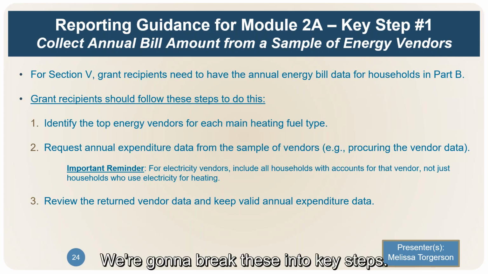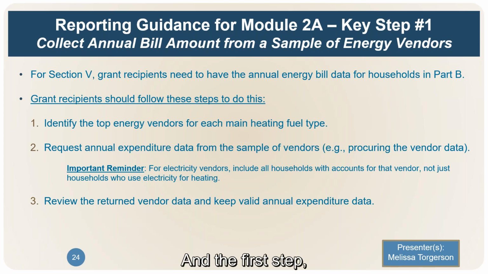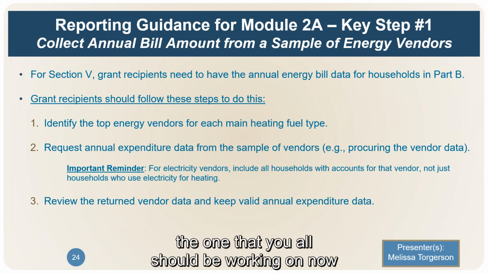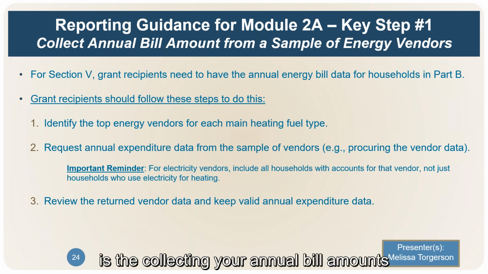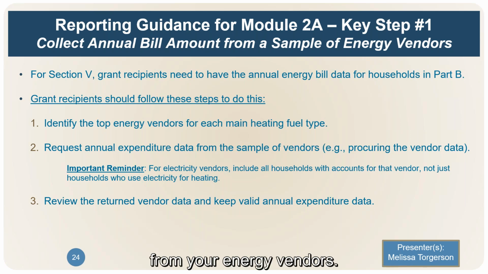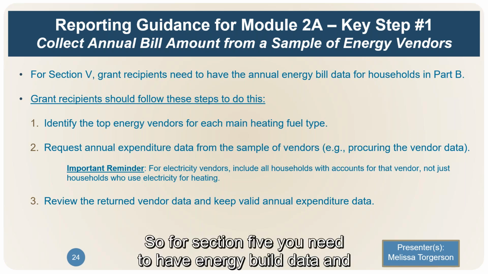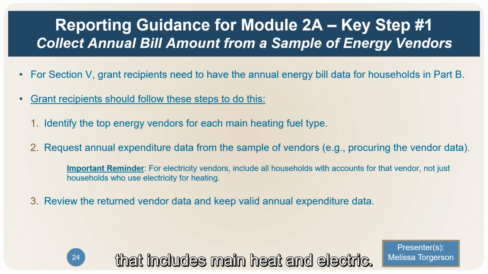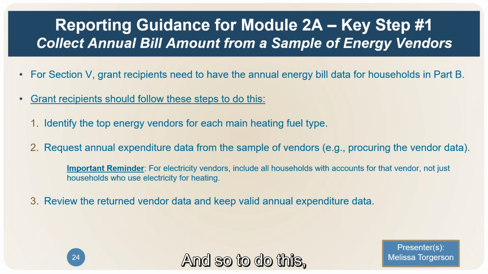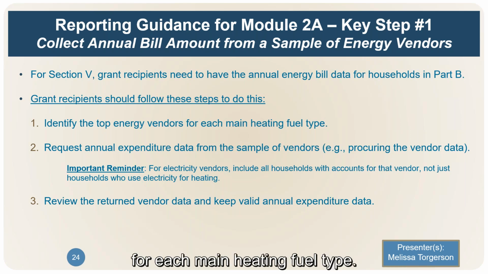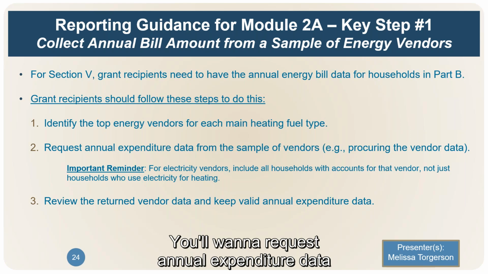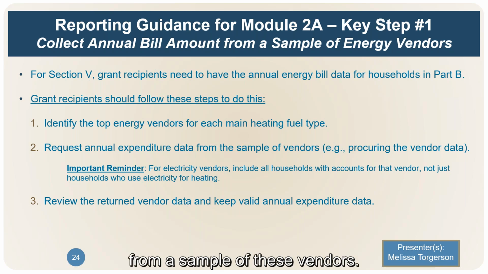We're going to break these into key steps. The first step, the one that you all should be working on now or thinking about working on very strongly, is collecting your annual bill amounts from your energy vendors. For Section 5, you need to have energy bill data, and that includes main heat and electric. To do this, you're going to identify the top energy vendors for each main heating fuel type. You'll want to request annual expenditure data from a sample of these vendors.